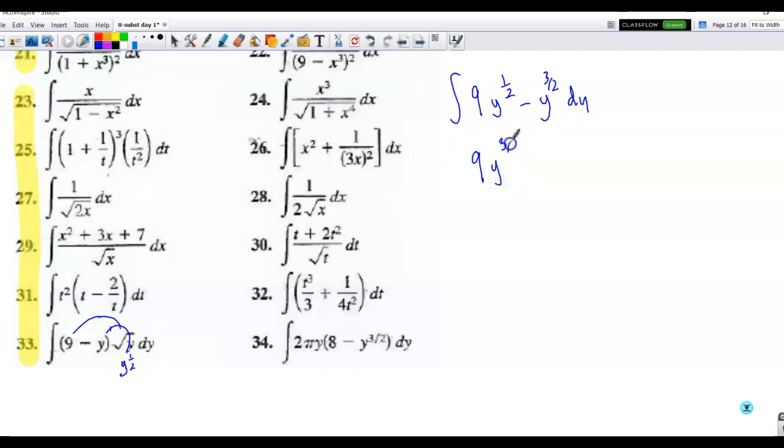That's y to the 3 halves times 2/3. Increase the power by 1. y to the 5 halves divided by 5 halves is to multiply by 2/5, plus c. 3 divides into 9 3 times. That gives me 6y to the 3 halves power minus 2y to the 5 halves over 5 plus c.